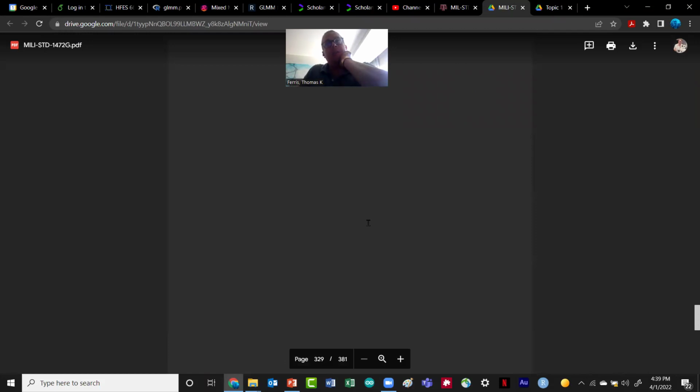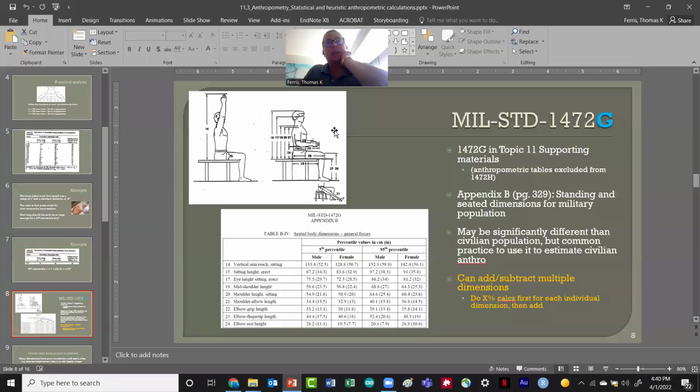So after it loads in your hotel room, you should be able to see something that looks like this. And there are a number of these figures. You're going to want to look, there are several pages of these in several tables. There's figures, then tables, figures, then tables. There are different populations. You'll see I've got the seated body dimensions and general forces.